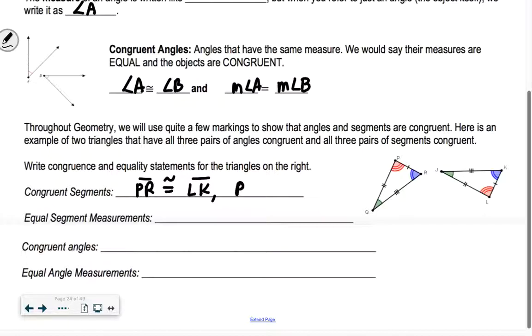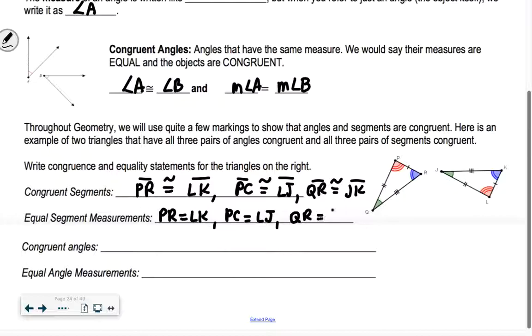So I could also say P and then Q, that's going to be congruent to L to J. And the last one is Q to R is congruent to, so I went green to blue, so J to K. Okay, so if you don't have the colors on yours, so yours I think were printed in gray, right? Then look for those markings. So one of them had 3 swoops, one had 2 swoops, one had 1 swoop. Okay, so equal segment measurements, we would just say that PR is equal to LK, PQ is equal to LJ, and QR is equal to JK.